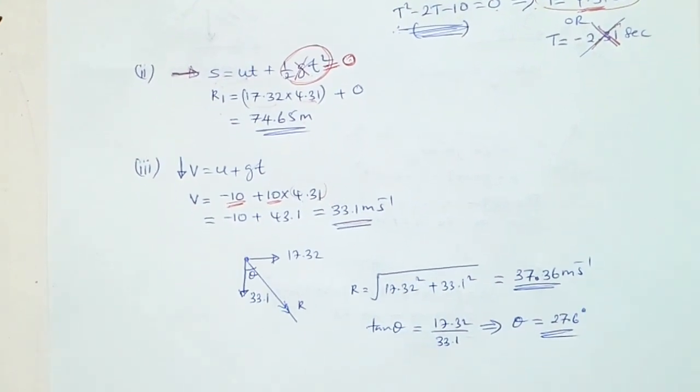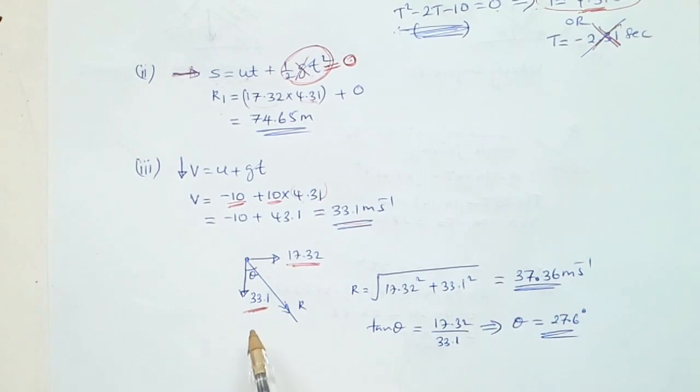So we said this component doesn't change, 17.32, and the vertical component we just obtained is 33.1. So you now have two velocity components, and you can find the resultant. How do you find the resultant? Simply use the Pythagoras theorem. 17.32 squared plus 33.1 squared. If you simplify this, you get 37.36 meters per second as the resultant velocity when the object hits the ground.